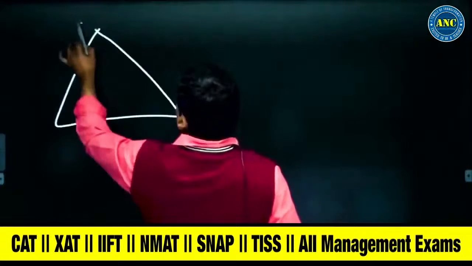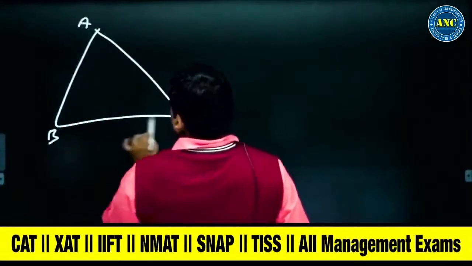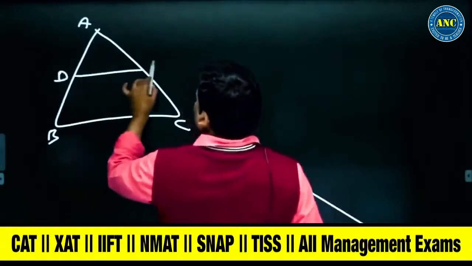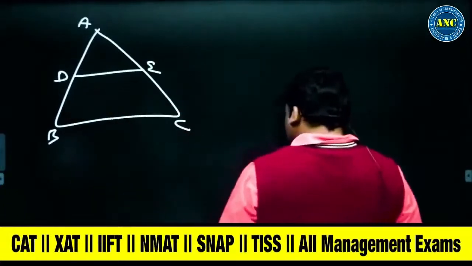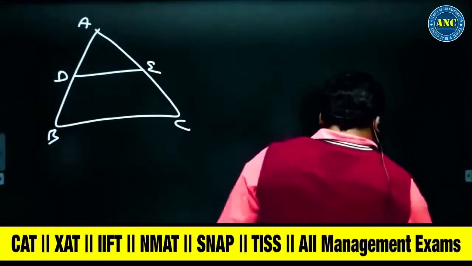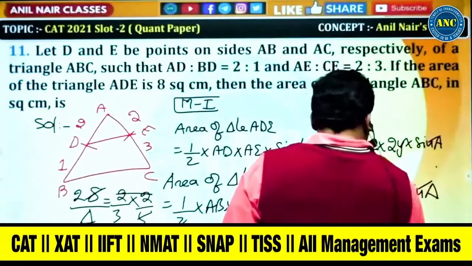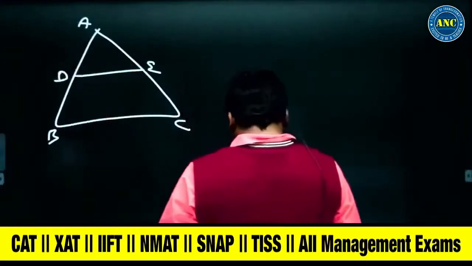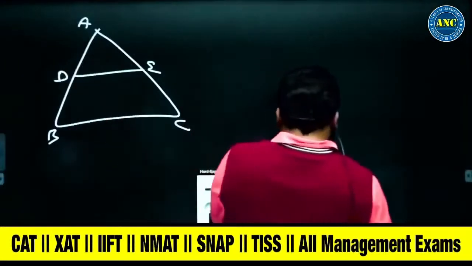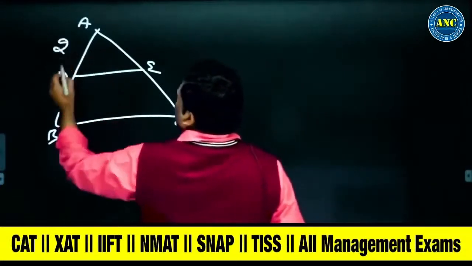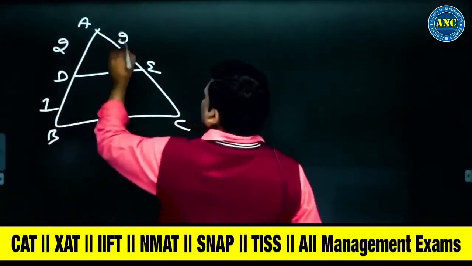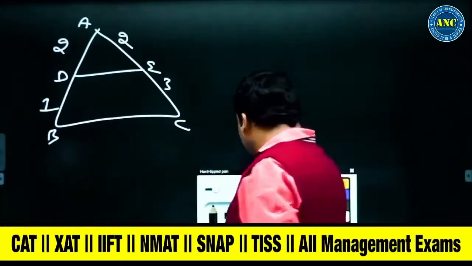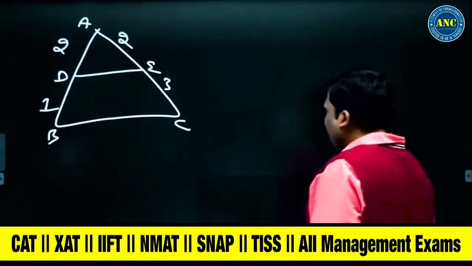D and E are any points on the sides of triangle ABC. What are the sides given? 2:1 and 2:3. This is 2 and it is 1. This is 2 and it is 3. Very easily we can find this area. How can we find it? See here.